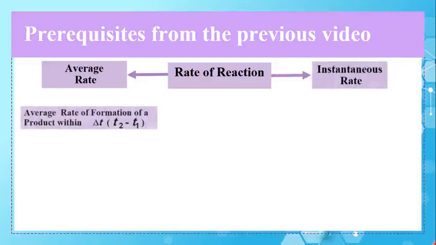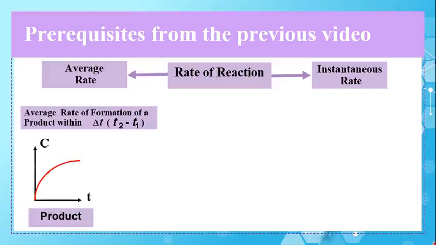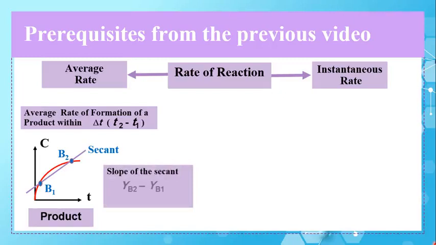You also know that to determine the average rate of formation of a product within an interval of time delta T equal T2 minus T1, we have to choose 2 points on the kinetic curve of the product. These 2 points must have as abscissa T1 and T2. We join these 2 points by a straight line, and the average rate of formation of the product during delta T will be equal to the slope of the secant equal to y of B2 minus y of B1 over x of B2 minus x of B1.